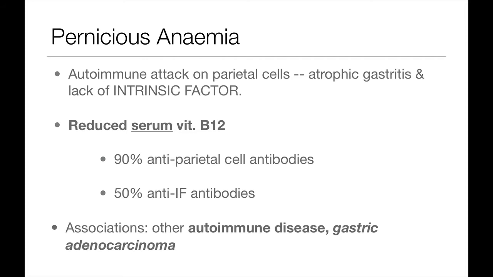Diagnostically, on a blood test, you see a reduced serum vitamin B12. And obviously you see other things as well, such as a raised MCV, macrocytosis, etc. You also sometimes see autoantibodies, particularly two types: the anti-parietal cell autoantibodies in 90% and anti-intrinsic factor antibodies in about 50% of patients with this condition. Common to this group of patients are other autoimmune diseases, such as, for example, thyroid disease. You should also know that the presence of pernicious anemia and atrophic gastritis predisposes to the formation of gastric adenocarcinoma.